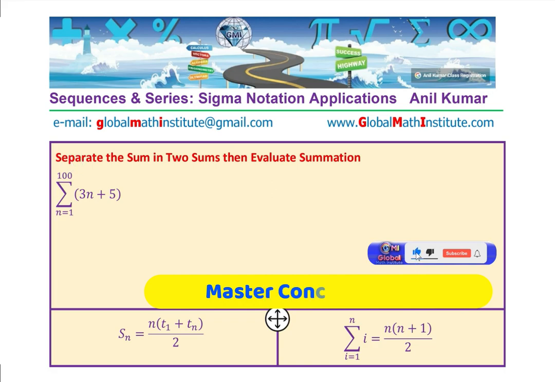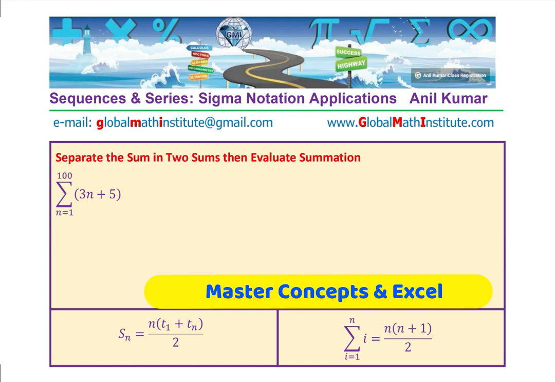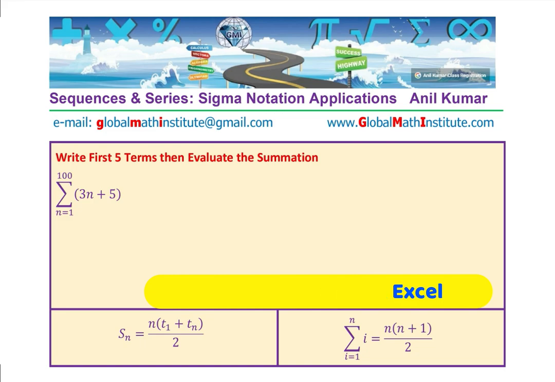So we have here the second part to this, that is separate the sum in 2 sums, then evaluate the summation. Clear? Well, related formulas are also given to you. So these are known to you. I'd like you to pause the video, answer this particular question. Basically, you need to find the sum of this particular series using 2 different ways.